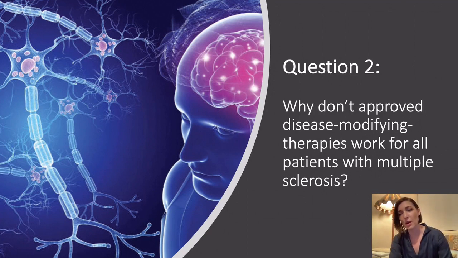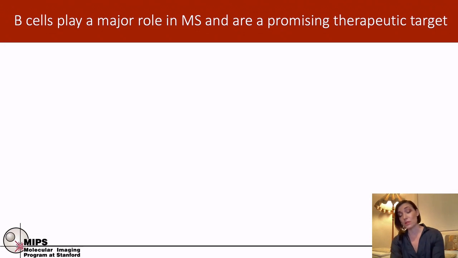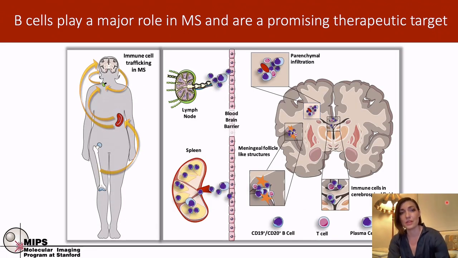So I've had this question in my mind for a while now. Why don't approved disease-modifying therapies work for all patients? Or how do we select the best therapies for an individual? And one of the types of therapies that really piqued my interest is therapies that target B cells. I became really interested in this after hearing about the dramatic response that a subset of MS patients have had to anti-B cell therapies. But I learned that there was a variable response, that not all people responded. And that has a lot to do with the number of B cells that one might have in their brain.